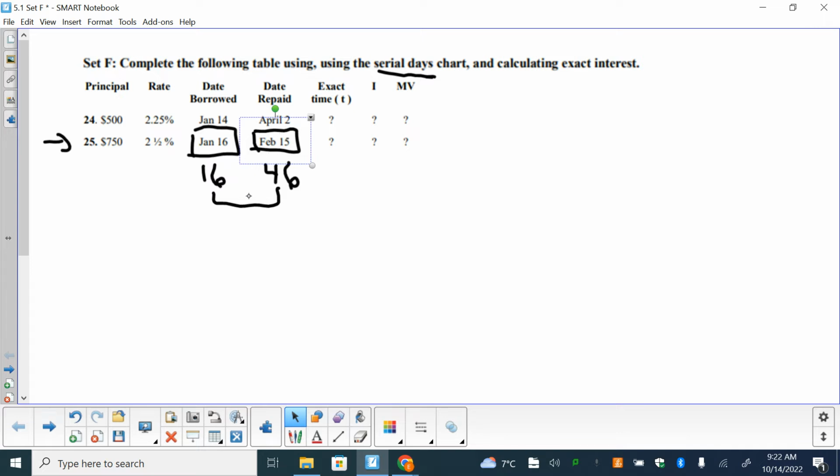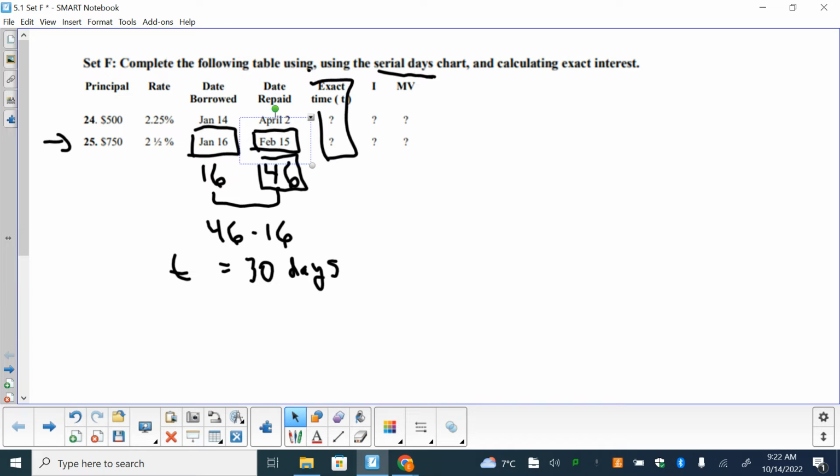So all you're going to do is take the second one, 46, and minus from that the starting point, 16, and that's 30. What does that mean? That means 30 days have passed if we start from January 16th and go to February 15th. Remember, this 46 is from January 1st. That's what you're going to do every time. So if I was going to do 24, you would look at April 2nd, just copy the number, and then January 14th will be 14, and then subtract the two numbers from each other, and that would give you how many days have passed by. Okay, so that's T. I've already solved for T, that's the first column I have to solve for. So that part's done: 30 days.